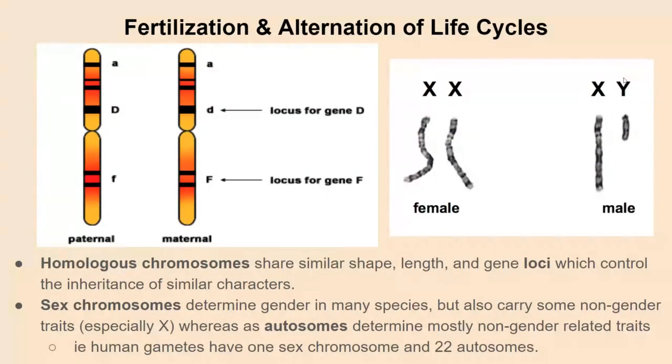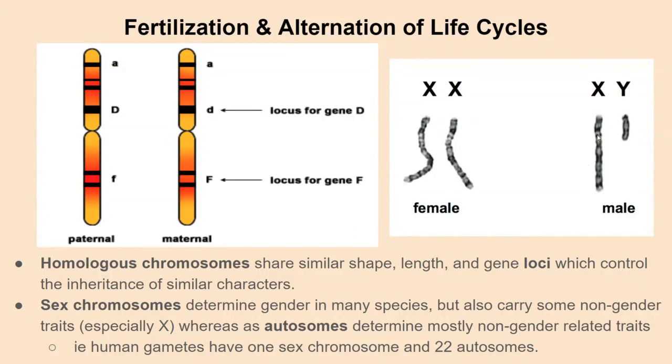And the father will determine whether that offspring is male or female. If his gamete has an X chromosome, the offspring will be female. If his gamete has a Y chromosome, the offspring will be male. Now, notice that the X chromosome is very large compared to the Y chromosome. That's because there's really not many genes coding for specific traits on the Y chromosome. The X chromosome is doing most of the heavy lifting.